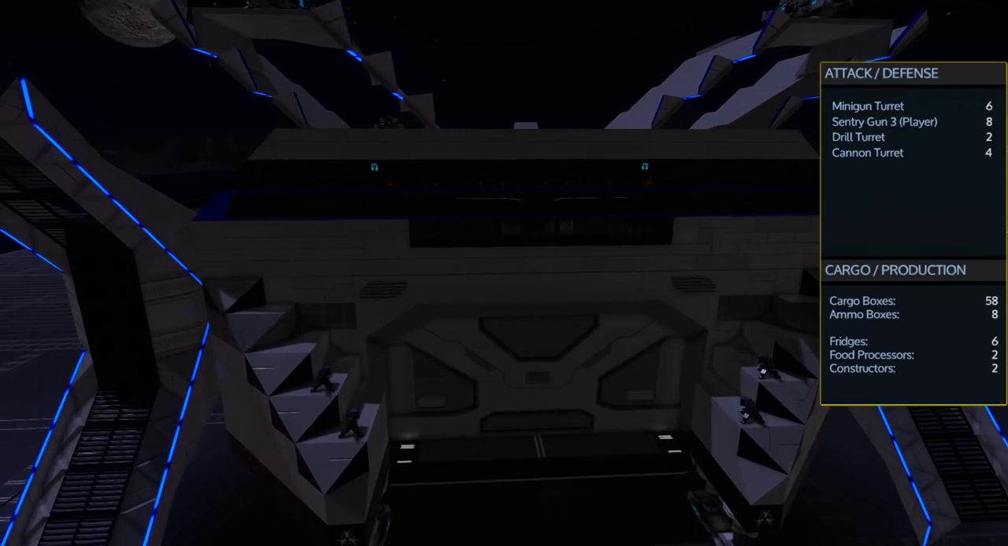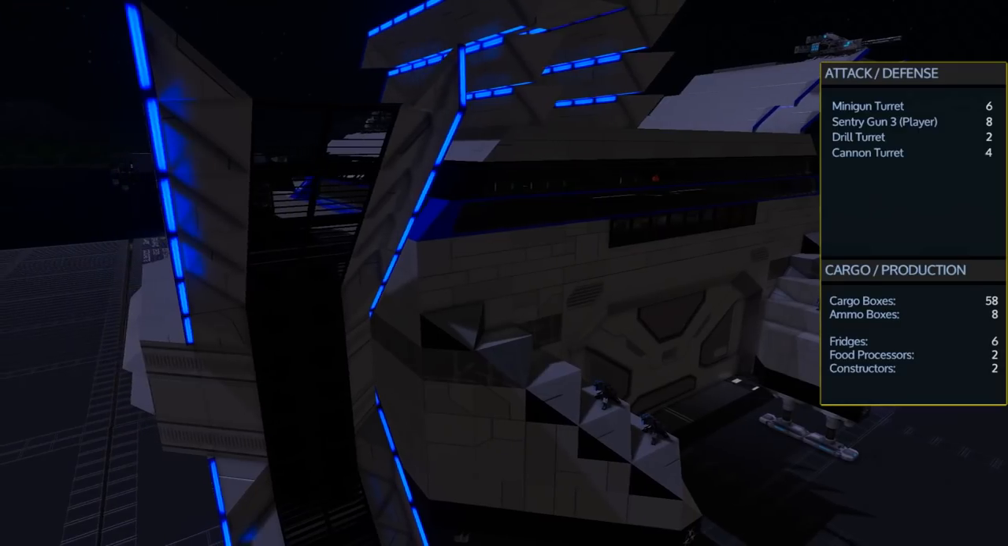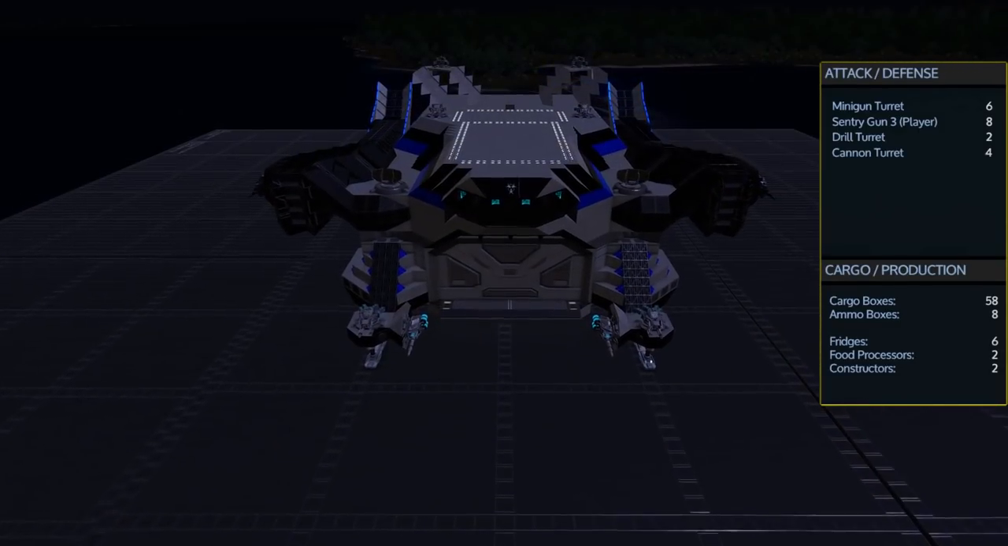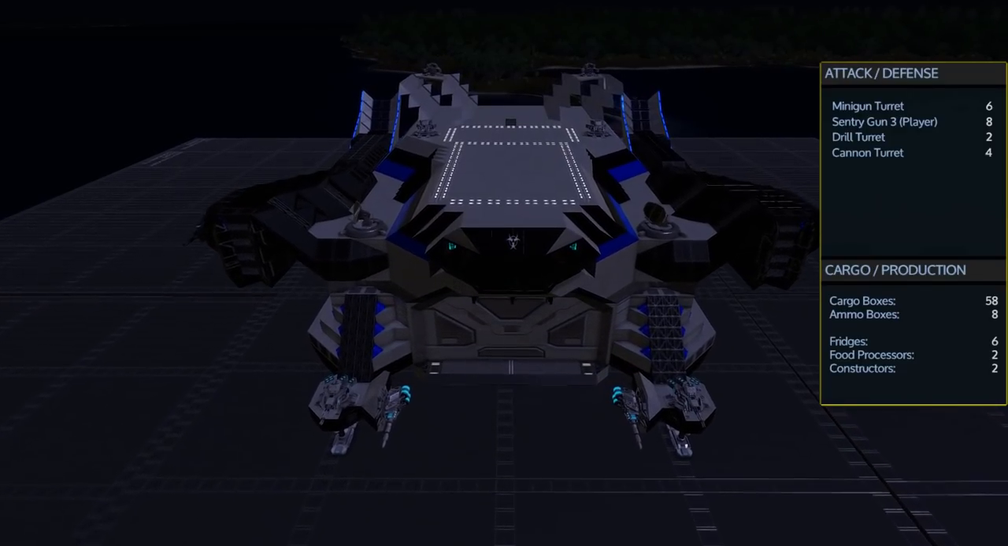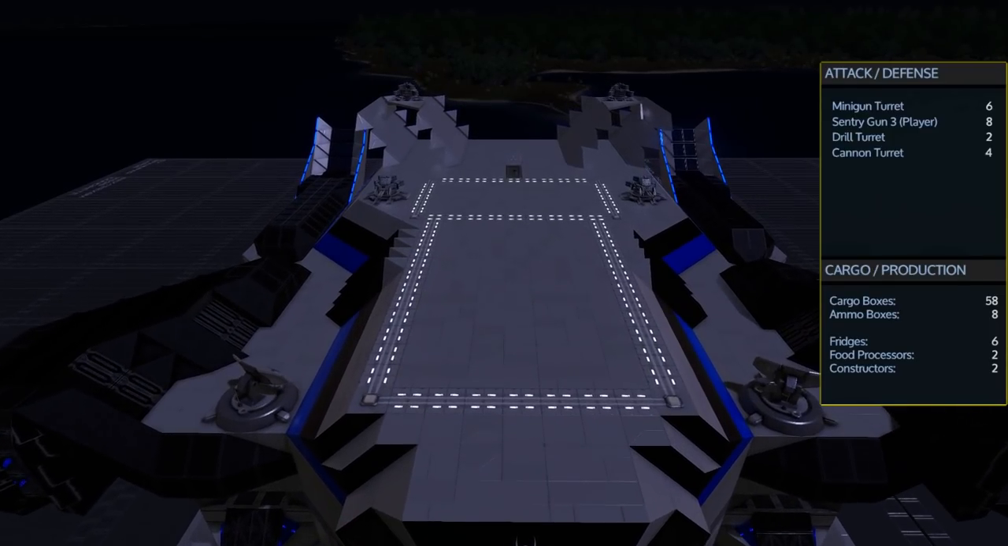For attack and defense, this comes with a total of 6 minigun turrets, 8 sentry guns, 4 cannon turrets, and there are 2 drill turrets at the front of the ship. It carries a total of 58 cargo boxes and 8 ammo boxes, along with 6 fridges, 2 food processors, and 2 advanced constructors.